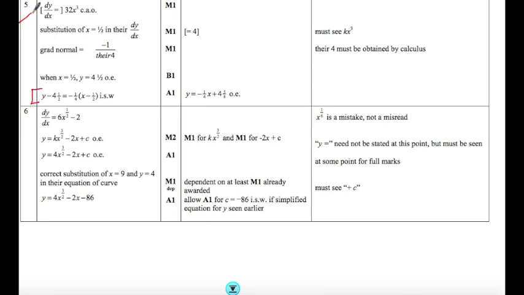So you get a mark for differentiating, a mark for subbing in a half, a mark for doing minus 1 over your gradient, a mark for getting the y coordinate, and a final mark for that. And if you rearrange it all, you might have got that. But really, all you're doing is just giving yourself more opportunities to make errors if you're rearranging it.